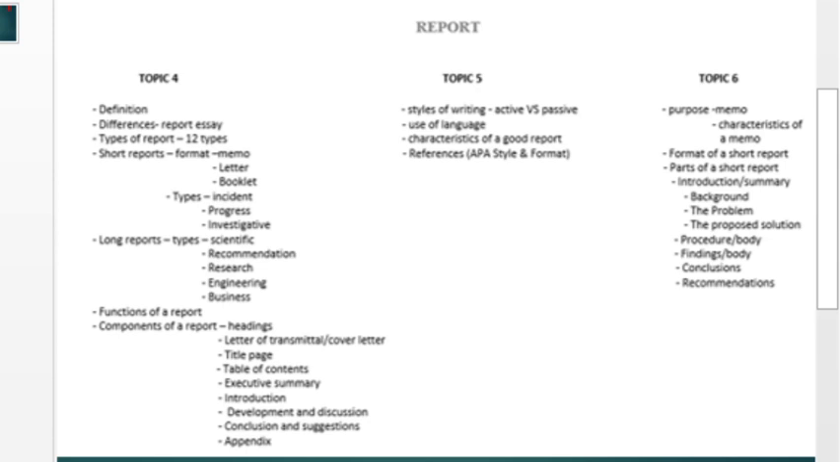front counter. So when someone found out and reported to your management, if you are the person in charge or you are the superior to that particular colleague, you will be asked to do an internal investigation, and then from the investigation you have to report. You write it down in the form of a short report and present it to the top management of your firm. So investigative report, progress report, and incident report are types of short reports.